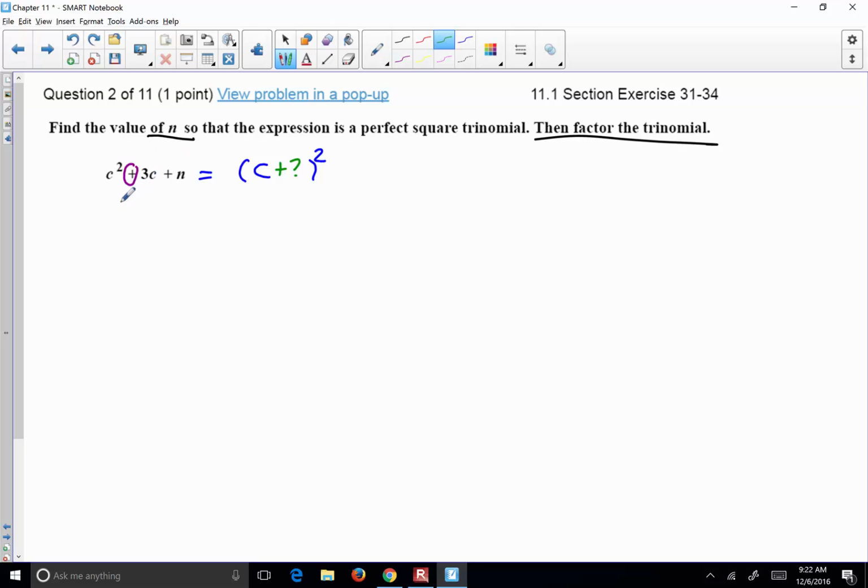Anyone? Come on, we can finish early if you contribute. What is that number n? How do you find it?